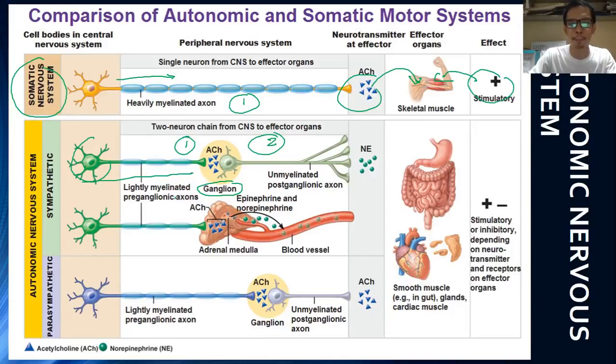As you can see, this neuron that we have right here, the preganglionic axon, is connected to a postganglionic axon, which is unmyelinated. In terms of neurotransmitter, we have here the NE, which means norepinephrine. Norepinephrine is the one that stimulates the smooth muscles to contract and relax. Smooth muscles are not like skeletal muscle. Smooth muscles are an involuntary form of muscle.